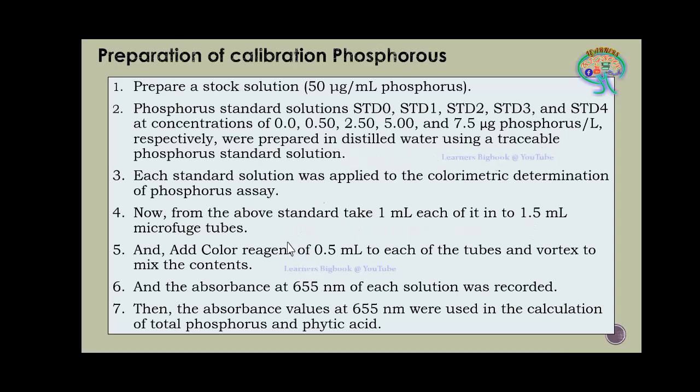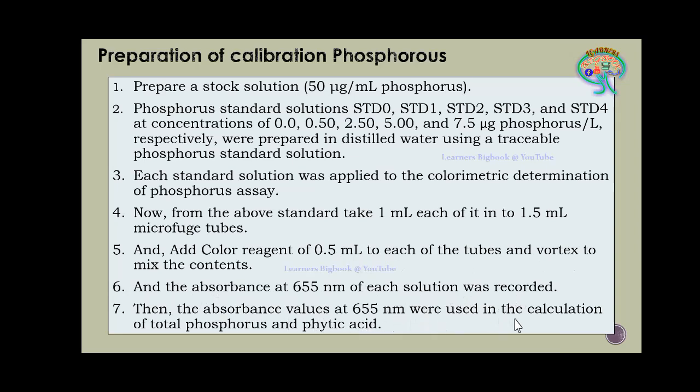But here, after taking 1 ml of each of these concentrations into microfuge tubes, there is no addition of any buffer, distilled water or the suspensions. It is purely directly adding the color reagent which we have prepared, 0.5 ml in each of the tubes, and vortexing them, and directly you are going to do the absorbance. There is no incubation, no waiting period, nothing.